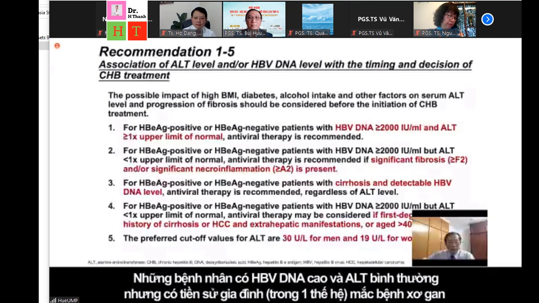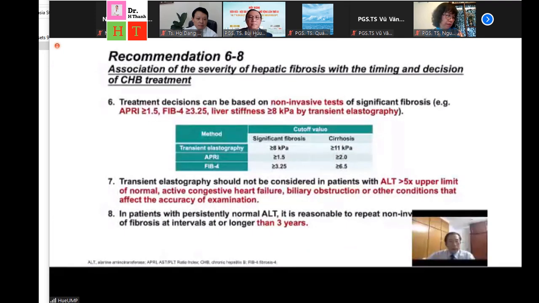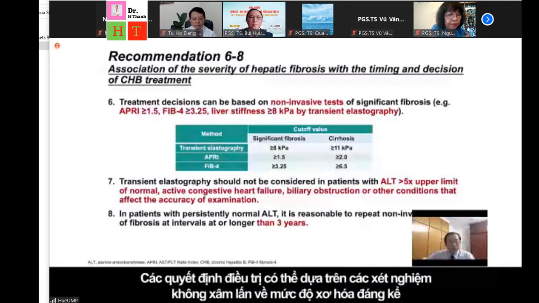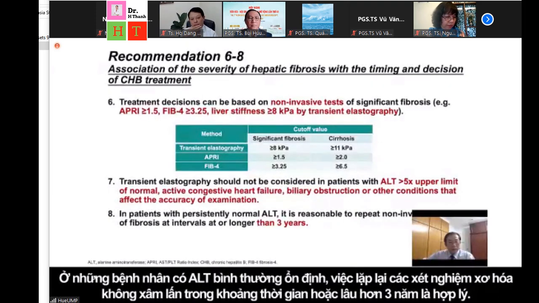And if the patient has a positive first degree family history of cirrhosis or HCC, extrahepatic manifestation, or age above 40 years, antiviral therapy should be considered. The treatment decision can be based on the non-invasive test of significant fibrosis by using the APRI, FIB-4, or liver stiffness by transient elastography. And in patients with persistently normal ALT, we can repeat the non-invasive test at an interval of 3 years or longer.